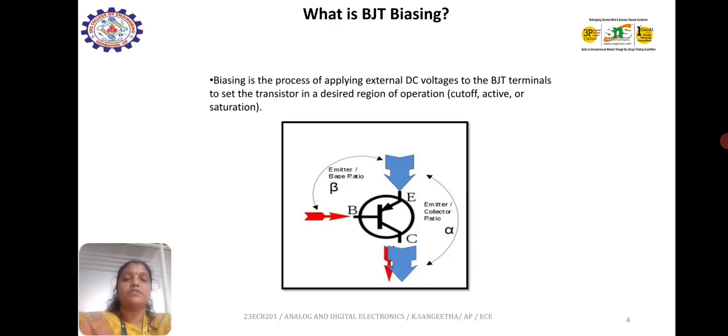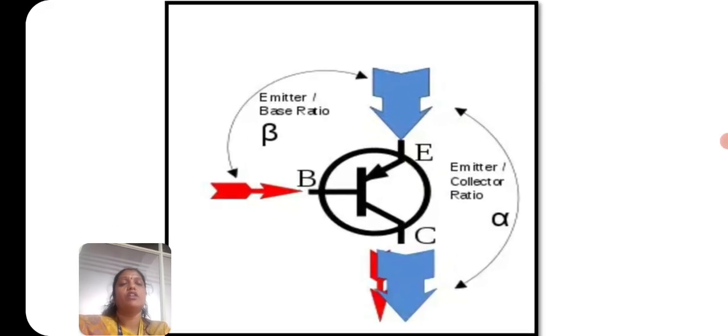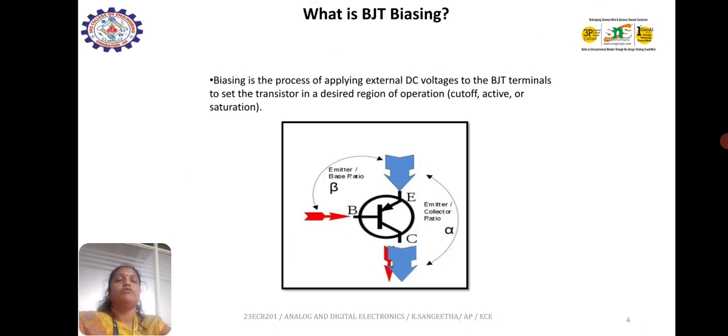Next, biasing. So first we should know what is biasing. Biasing is the process of applying external supply to the transistor. It is mainly used to set the transistor in any of the operating regions, that is cutoff region or active region or saturation region. So here is the symbol of BJT, where B means base, E means emitter and C collector. The emitter base ratio is called beta, and the emitter collector ratio is called alpha.